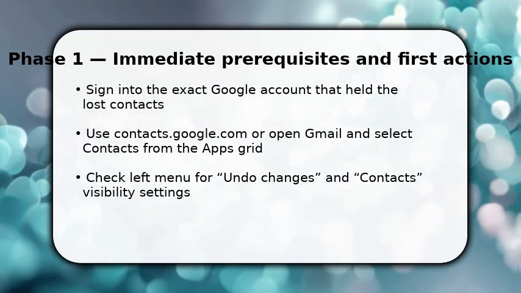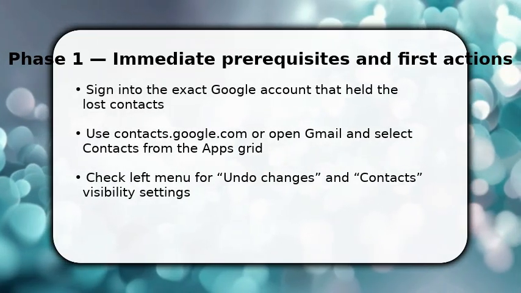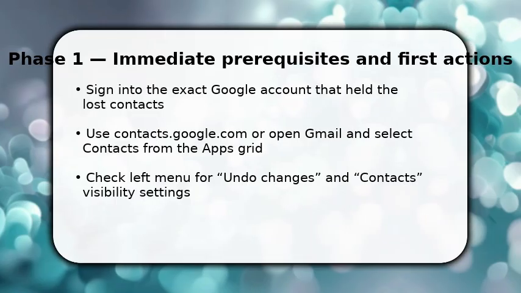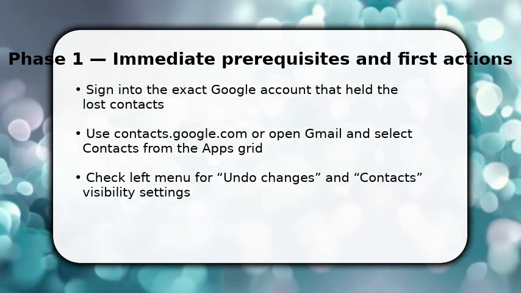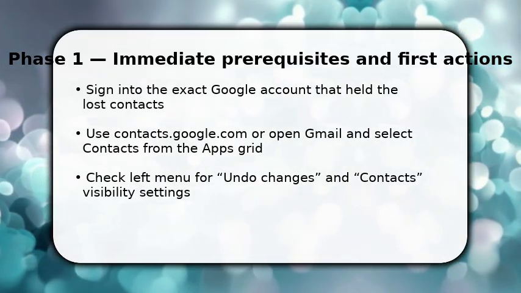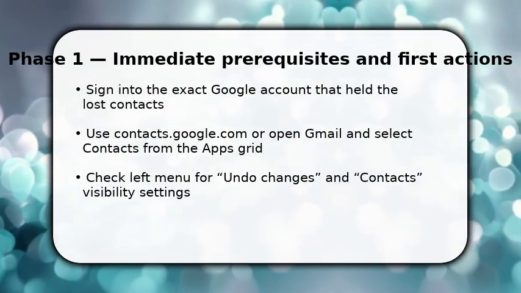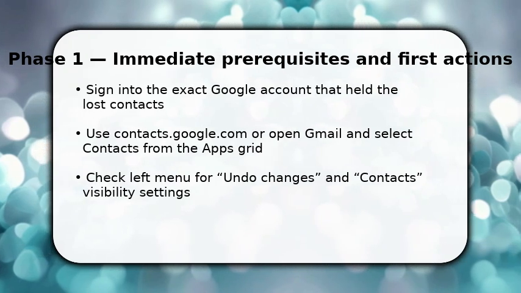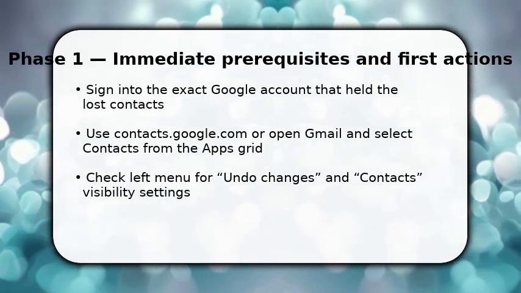Once you're on the Contacts page, scan the left menu for Undo Changes and confirm contacts are not hidden by labels. This first check saves time and prevents mistaken restores. Make sure you don't sign into a different account, because that will show a different contact set and confuse the recovery process. You'll often recover contacts using Undo Changes.